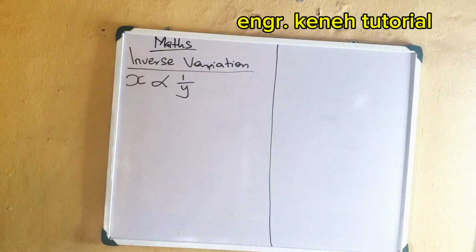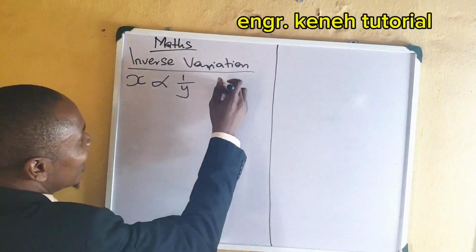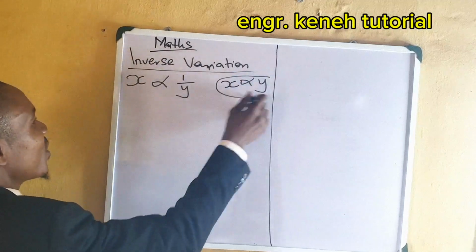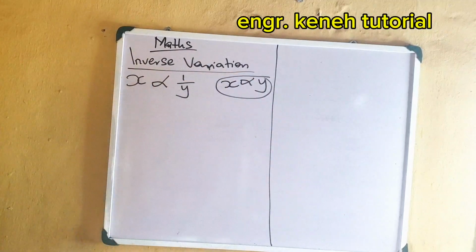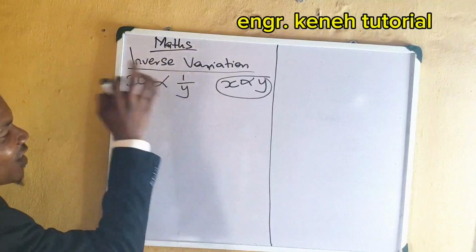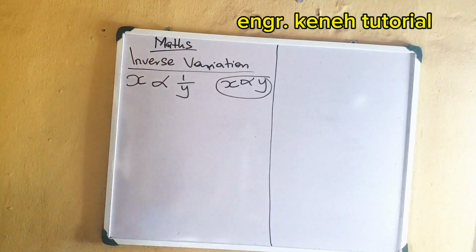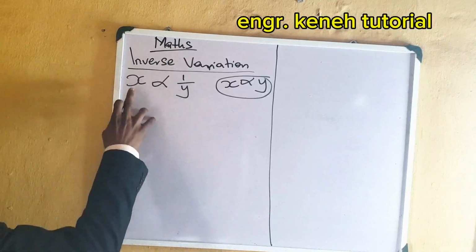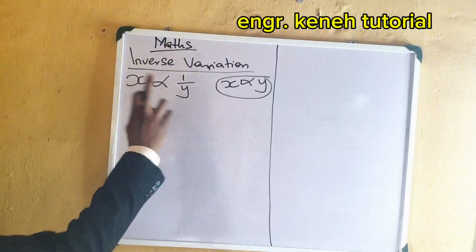When you have something like this, we say inverse variation. When you have something like this, we call it what? Direct variation. So this one is direct, but we are talking about inverse variation. All right, when is x said to be varying inversely as y? X varies inversely as y when the opposite of what is happening to x will be happening to y.